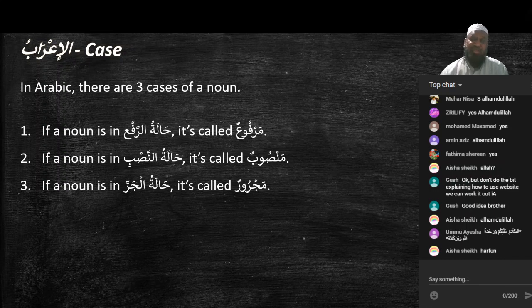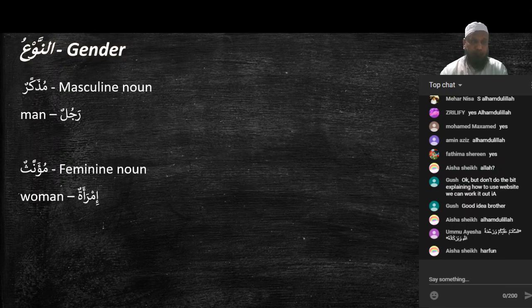So again, ism has three cases: marfu'un, mansubun, and majrurun. Again, learn the names. Don't worry. Everything will become clear later on. You just need to learn the names and the terms. So there are three cases of a noun. Number one, marfu'. Number two, mansub. Number three, majroor. Three cases of an ism. Number one, marfu'. Number two, mansub. Number three, majroor. Let's move on.